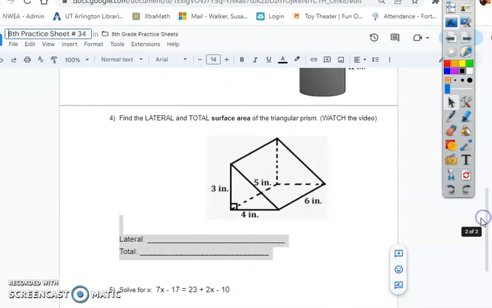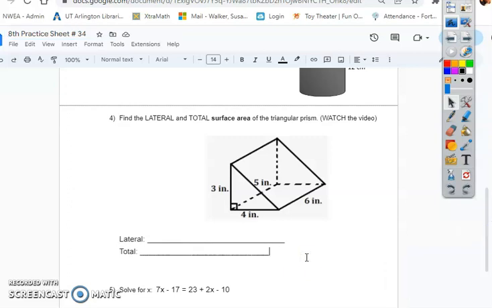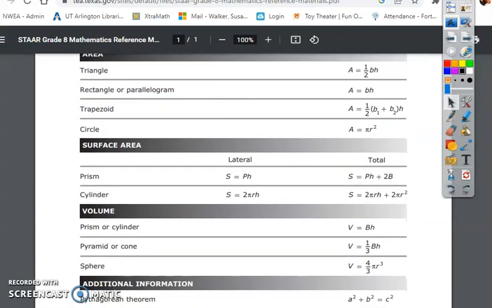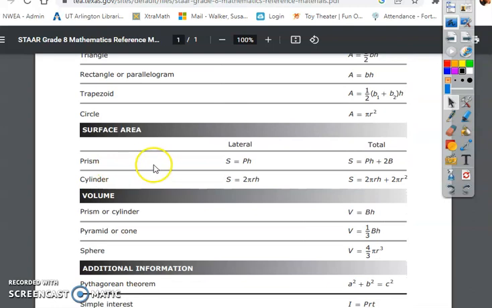Okay, so here's something we really did not have much time to cover beforehand. We're going to look at finding lateral and total surface area. Surface area of a prism. Lateral is capital PH. The other one is PH plus 2B. So I'll talk about that.